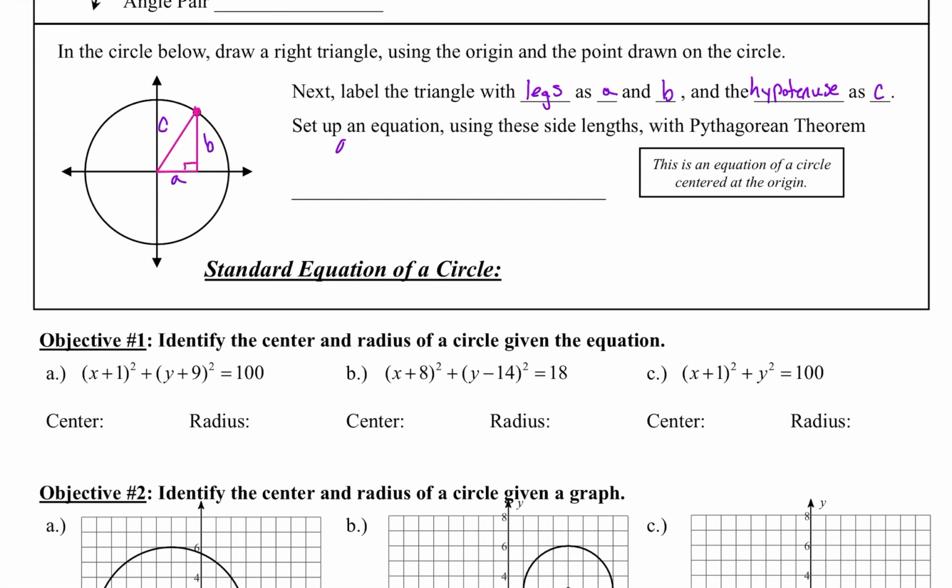And what we know is this is going to represent our Pythagorean theorem, A squared plus B squared equals C squared, right? Now, what we also kind of recognize here is that this piece right here also represents the radius of our circle. So what we know is we could replace our C with R because it represents the radius of the circle.